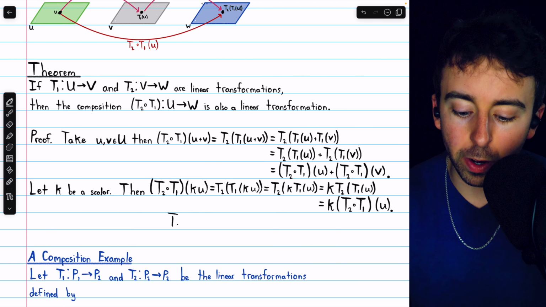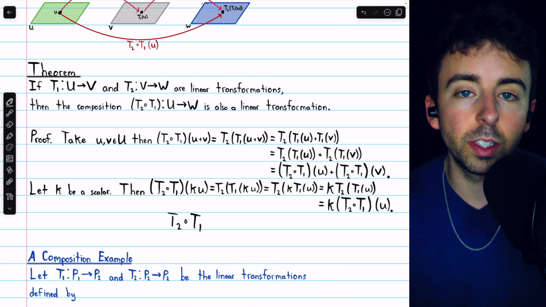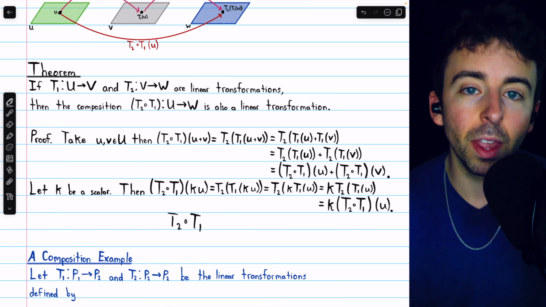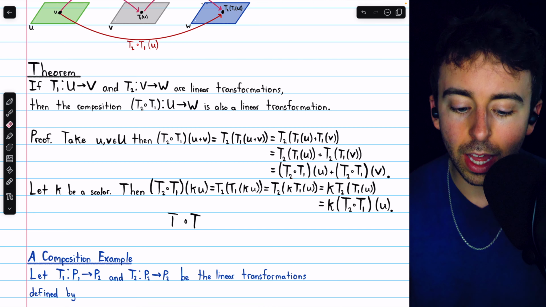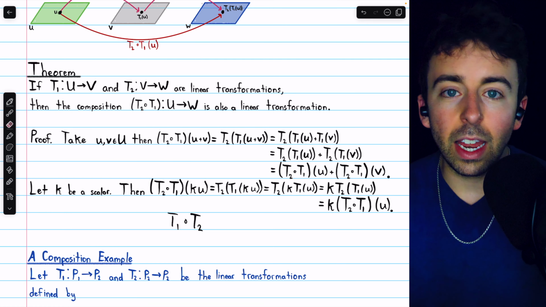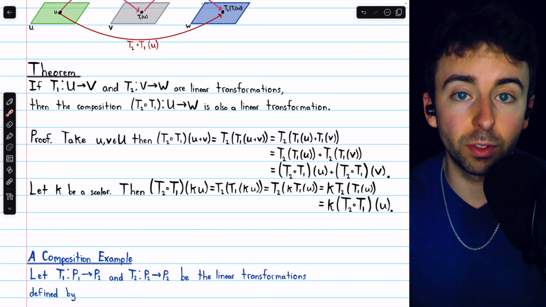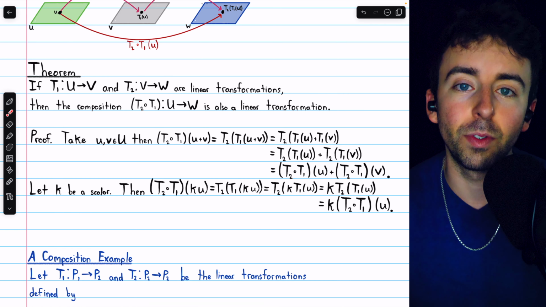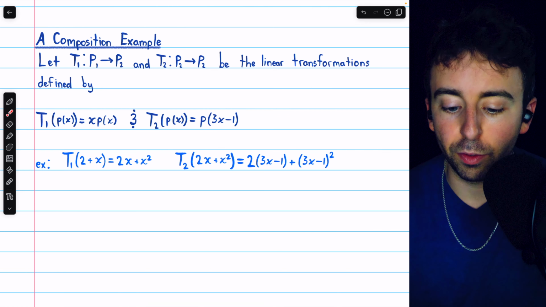Note that I've been referring to this T2 circle T1 as the composition of T2 with T1. If we said the composition of T1 with T2, that would be the opposite order, T1 circle T2. And of course, in general, the composition of functions is not commutative, so the order we are talking about is very important. Let's check out an example of a composition of linear transformations.